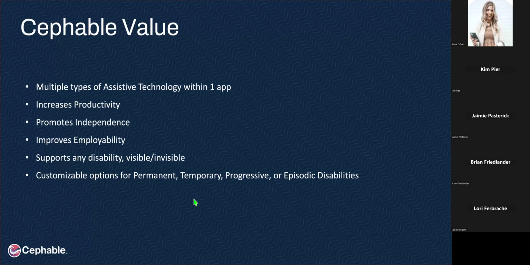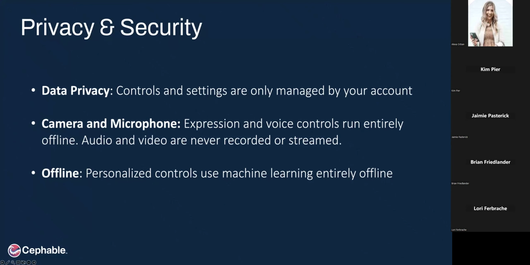A constant question when we say we have an app that lets you control your computer, is connected to the internet, and uses your camera and your microphone is very much around the privacy and security of how all that works. So before we jump into the platform and show you what it looks like to set up, which is the next thing we're going to show, a couple notes on how we approach privacy and information, especially when it comes to the camera and microphone.